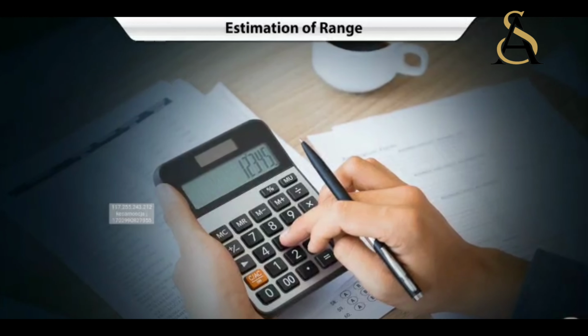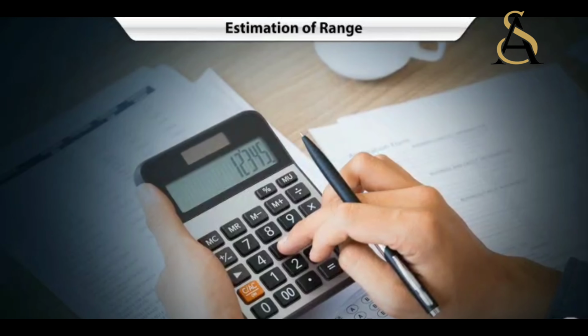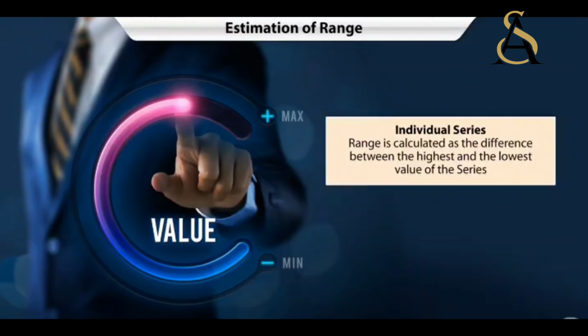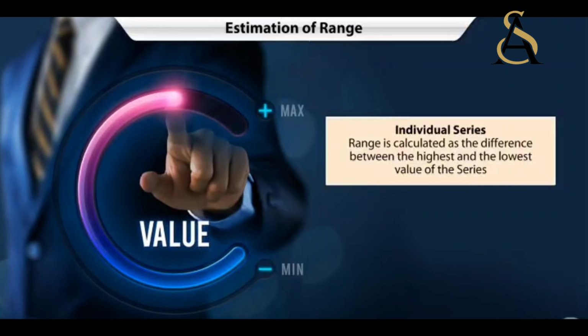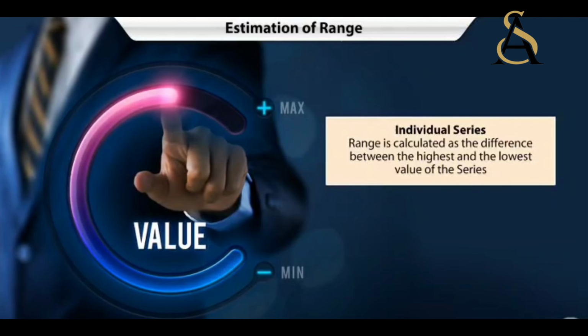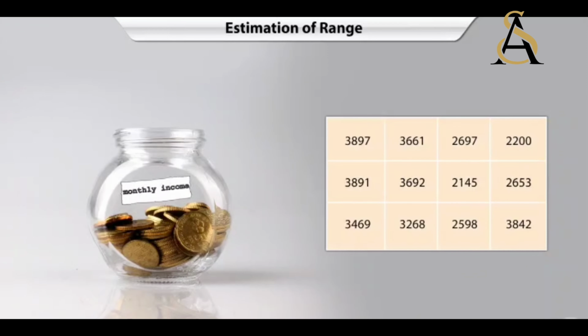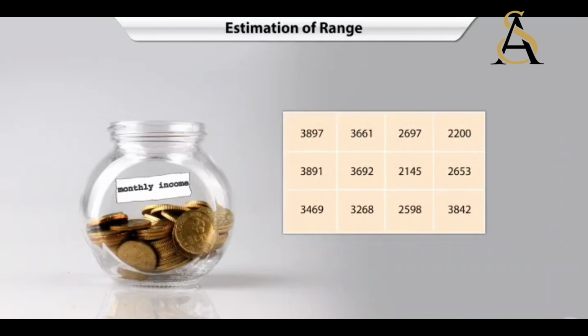The calculation of range for different types of series is done as follows. Individual series. In this series, range is calculated as the difference between the highest and the lowest value of the series. Let us take an example. The data in the table is related to the monthly income. Let us estimate the range for the data given.